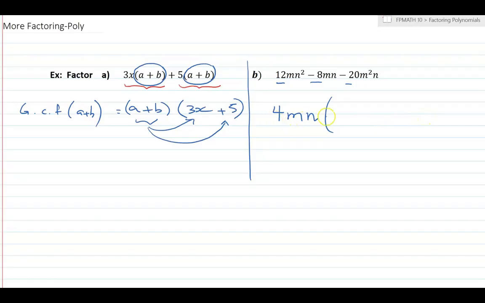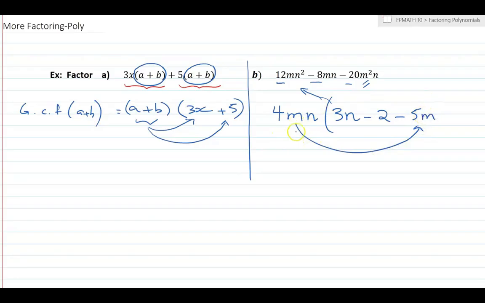So 4mn times 3n will give us the first term. Okay, that's the first term. Minus 8 divided by 4 would be 2. mn is already included, I don't have to write that anymore. So 2 is on its own. Very good. Minus again. And then 20 divided by 4. So 5 times 4 is 20. And we have m squared on top here. We have m there. So we have to multiply by m.